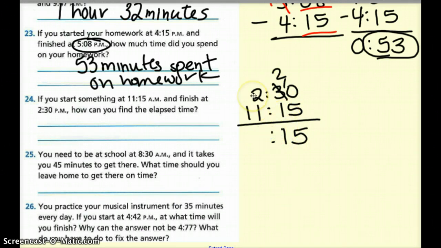Now the tricky part becomes here where we have to figure out from 11 to 2 or 2 minus 11. So I know that 11:15 to 12:15, 1:15, 2:15, that would be 3 hours. So I know I have 3 hours and 15 minutes. So I get 3.